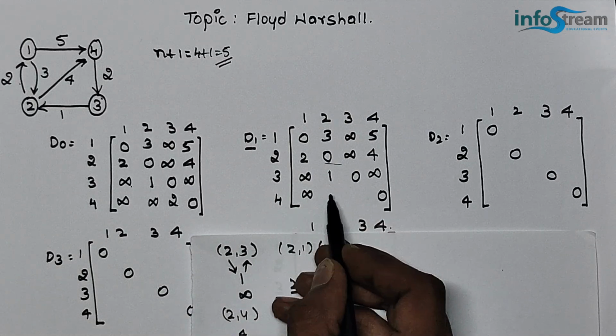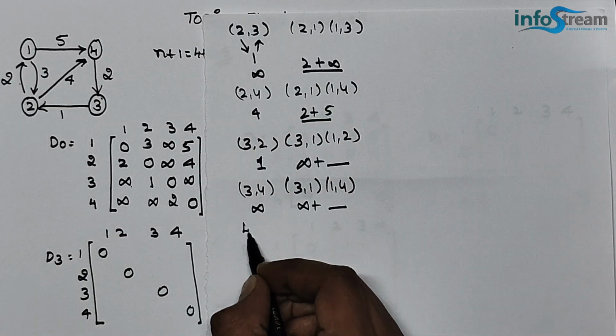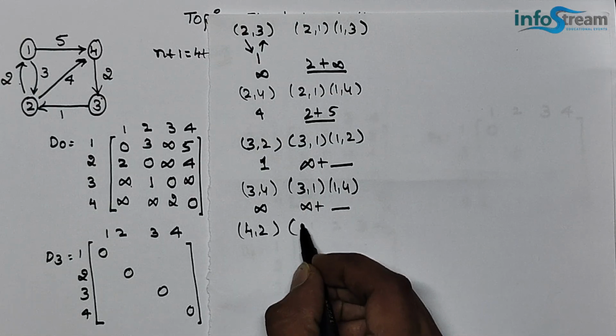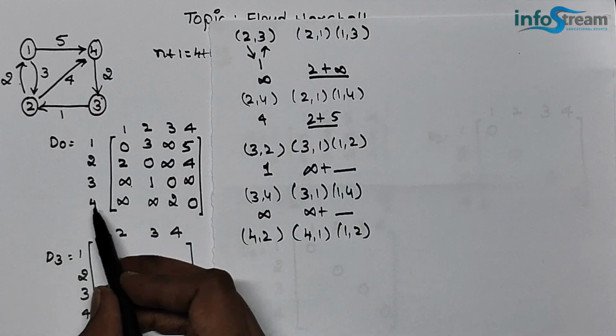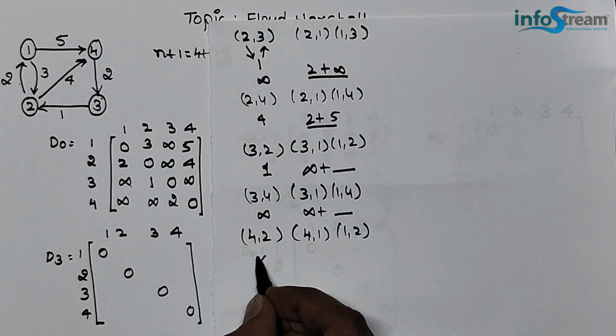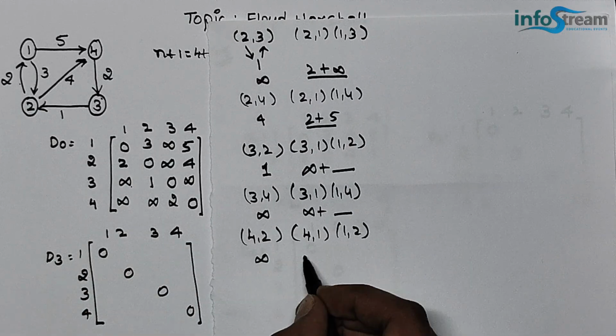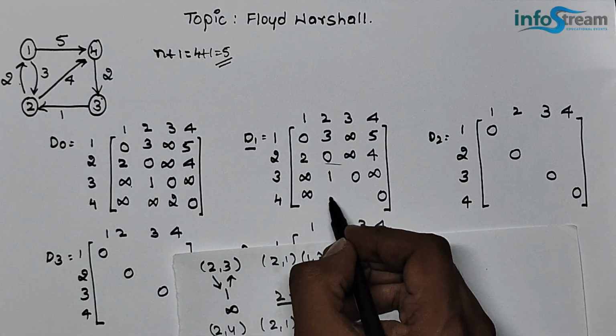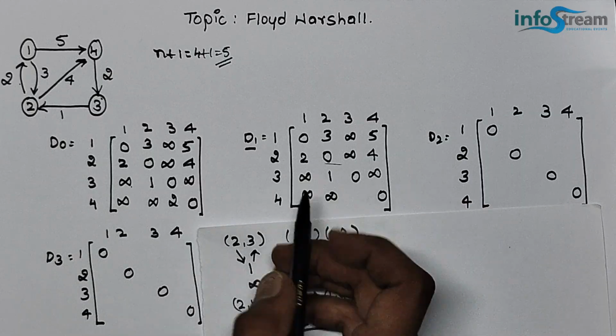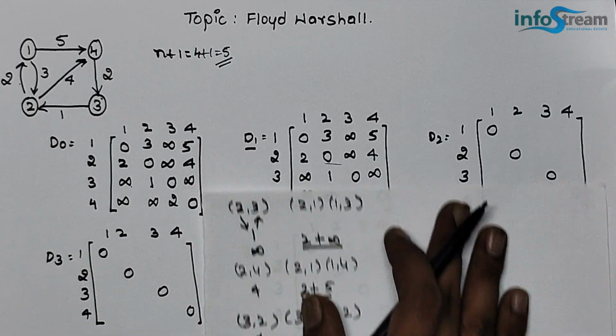Now let's find the value of 4 comma 2. So 4 comma 2 means from 4 you will come to 1, from 1 you will go to 2. The value of 4 comma 2 is infinity. The value of 4 comma 1 is infinity. If you add anything to infinity, it will be infinity itself. So write infinity here.